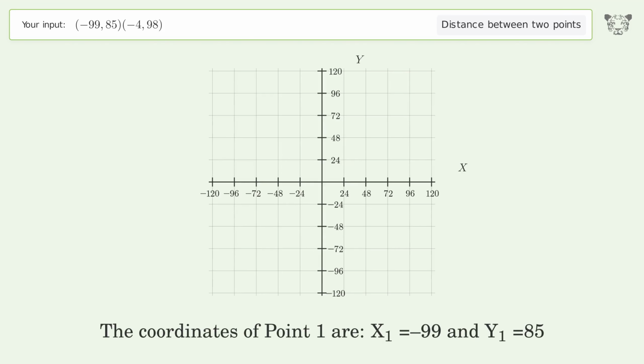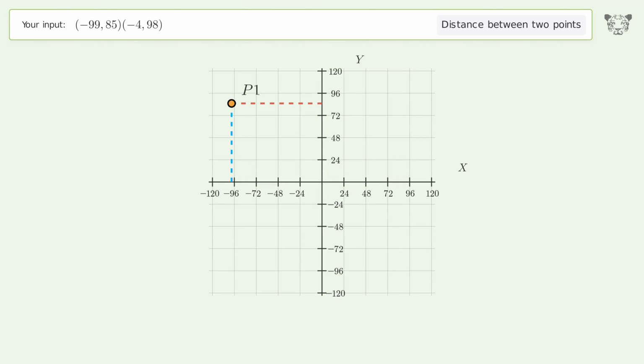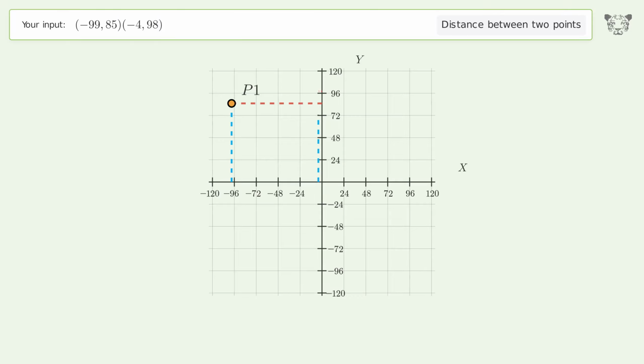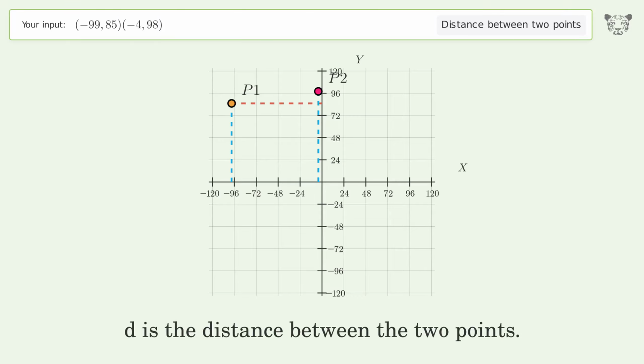The coordinates of point 1 are, x1 equals negative 99 and y1 equals 85. The coordinates of point 2 are, x2 equals negative 4 and y2 equals 98. D is the distance between the 2 points.